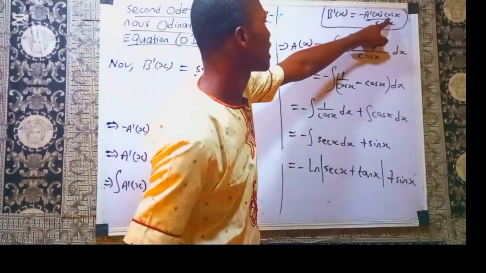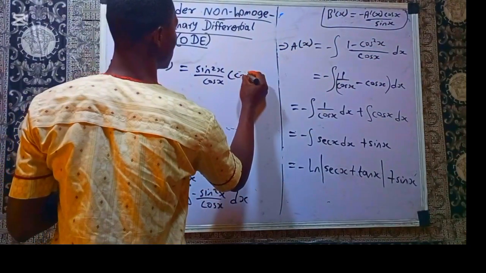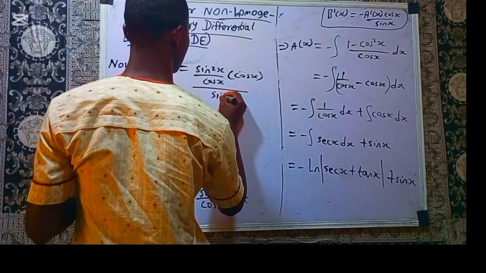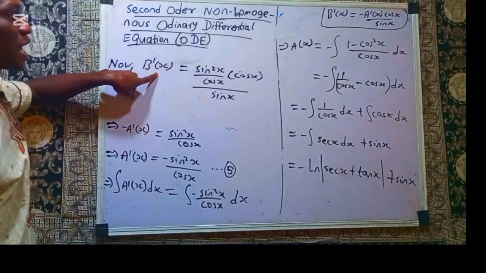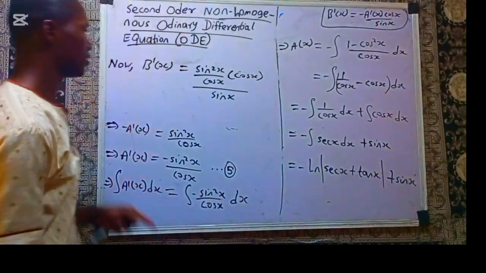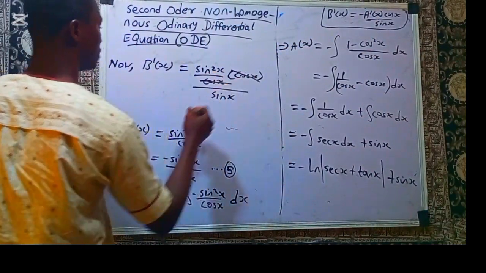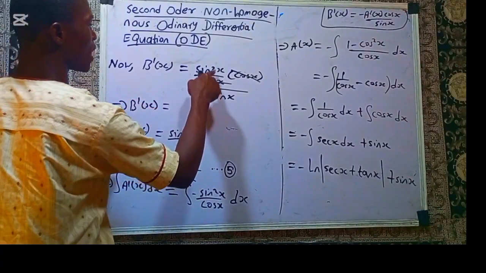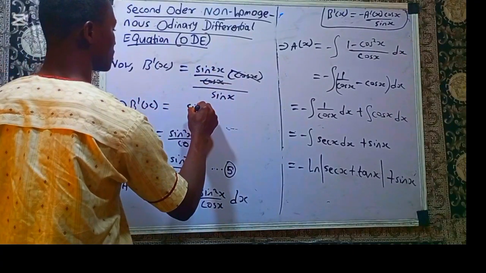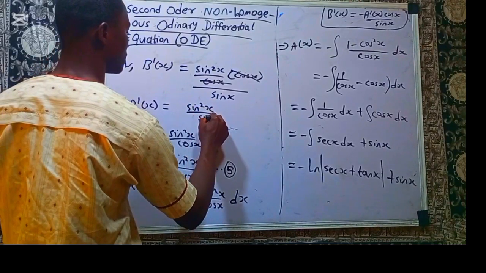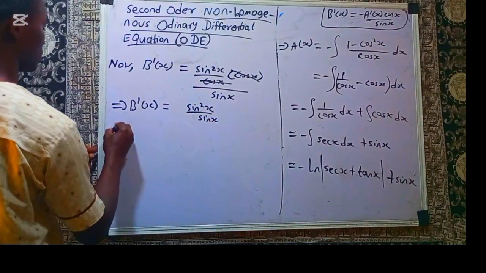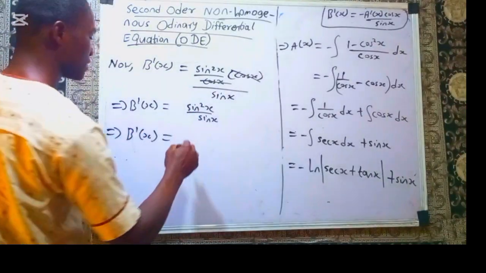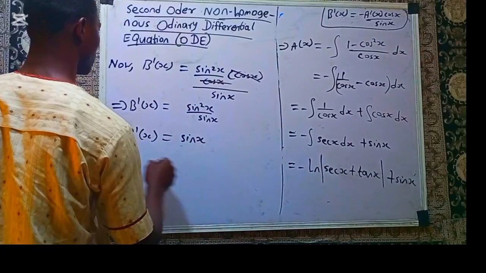But a prime of x is multiplying cos x, multiplied by cos x and divided by sin x. So I've written this b prime of x, and this cancels. So this implies that my b prime of x is equal to sine squared x divided by sin x. If you divide sine squared by sine, I have sin x.